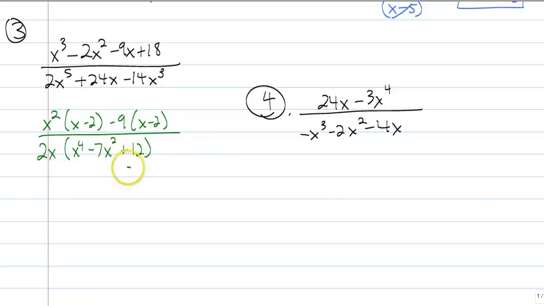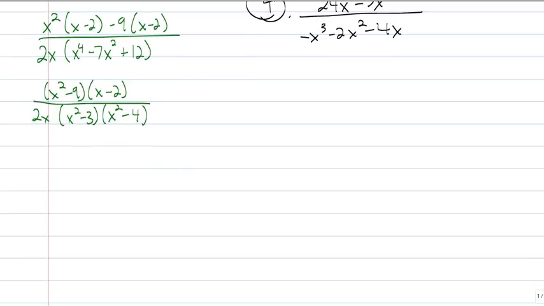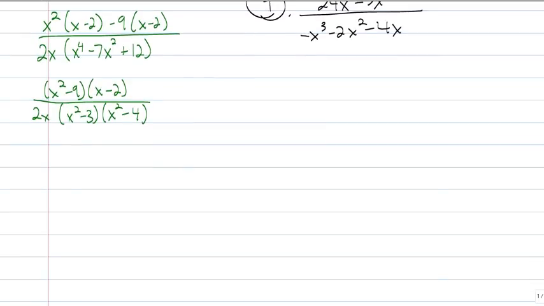Now we can factor this again, and also factor the top. We get on the top x squared minus 9, x minus 2. The bottom becomes 2x, x squared, and then 3 and 4. So x squared minus 3 and x squared minus 4. Okay. Right away, we can get some domain restrictions here. And we can't really simplify.